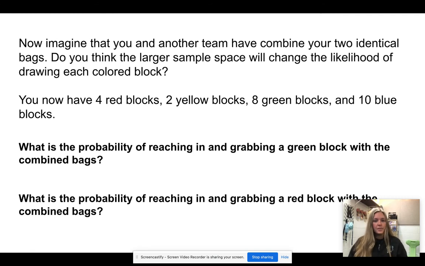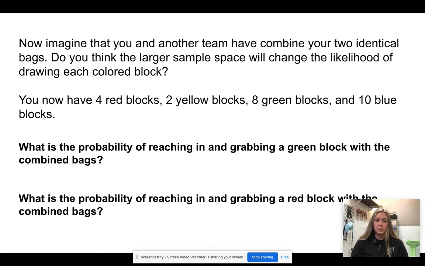Now imagine that you and another team have combined your 2 identical bags. Do you think the larger sample space will change the likelihood of drawing each colored block? You now have 4 red blocks, 2 yellow blocks, 8 green blocks, and 10 blue blocks. What is the probability of reaching in and grabbing a green block with the bags combined? Second question, what is the probability of reaching in and grabbing a red block with the combined bags?